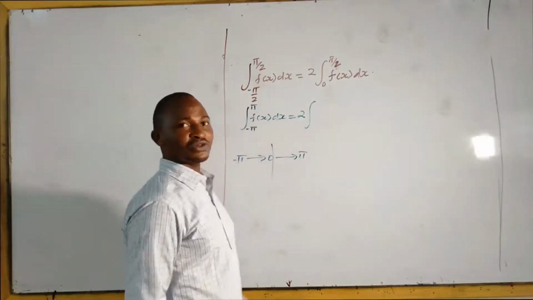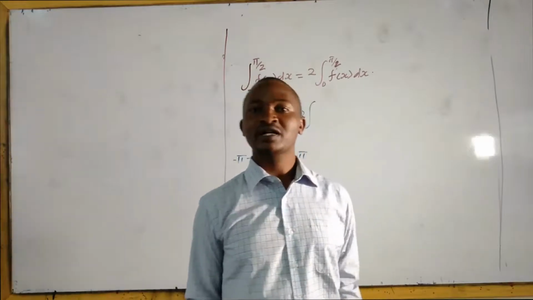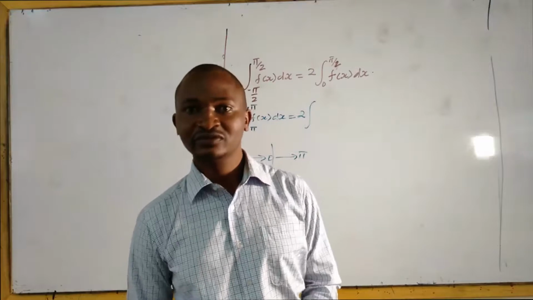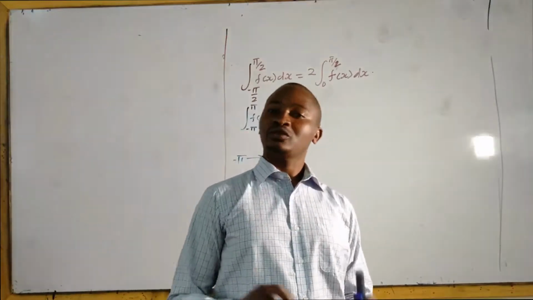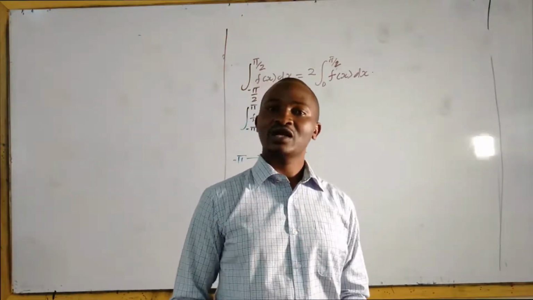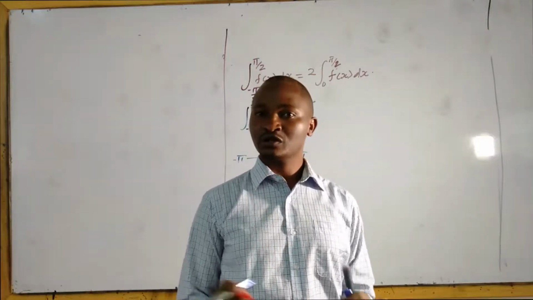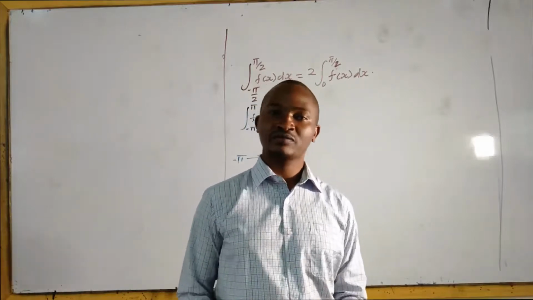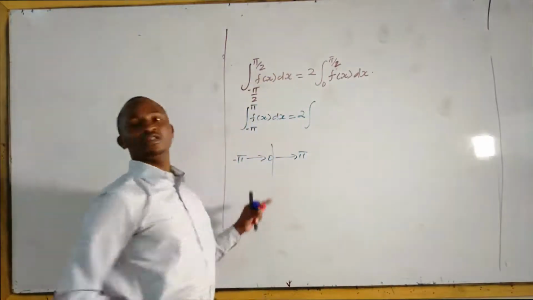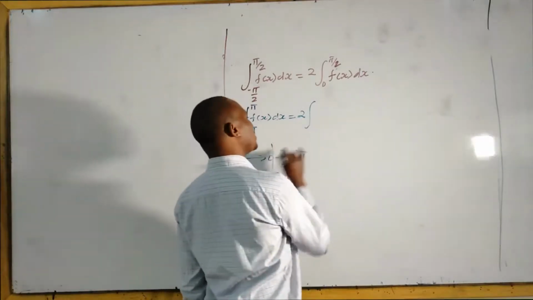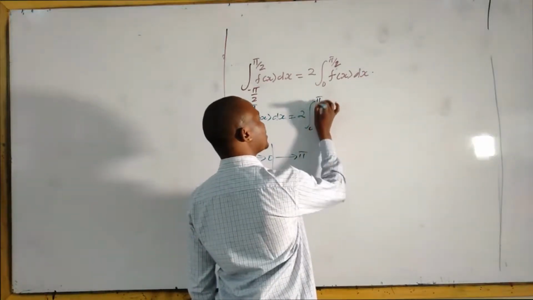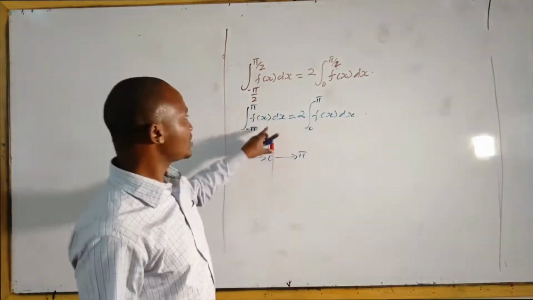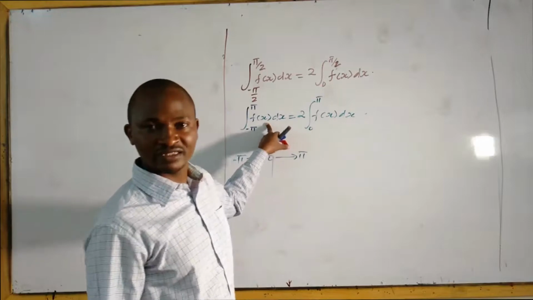We can take either half. But in mathematics, it's always good to work with positive numbers, because when you are working with negative numbers, a lot of times you might forget the negative when you are doing multiplication or opening brackets. So it's good to work with positive values whenever possible. So we take the positive limit, and integrate from 0 to pi the function of x with respect to x. But remember, we only do this if the function of x is even.